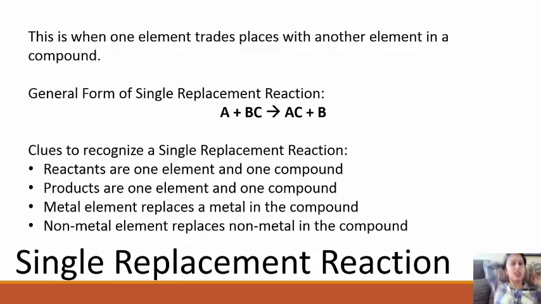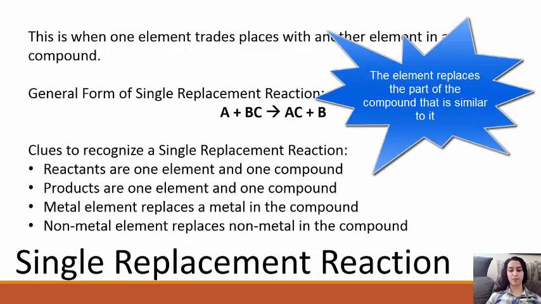So some clues to look for when we are trying to identify this type of reaction. The reactants and products are both one element and one compound. And then in these types of reactions, if the element is a metal, it'll replace the metal part of the compound. And if the element is a nonmetal, it'll replace the nonmetal component of the compound.